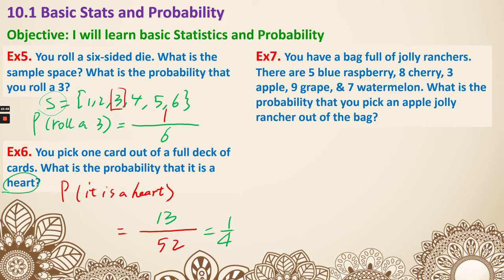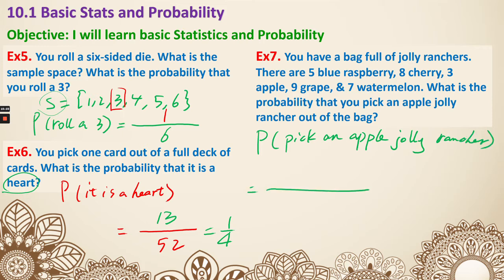Example 7. You have a bag full of Jolly Ranchers. There are 5 blue raspberry, 8 cherry, 3 apple, 9 grape, and 7 watermelon. So, probability of picking an apple Jolly Rancher. We need to actually know the total. We need to know how many Jolly Ranchers are in the bag. So that would be 5 plus 8 plus 3 plus 9 plus 7, which is 32. Out of these 32, only 3 of them are apples. So 3 out of 32. That's example 7.